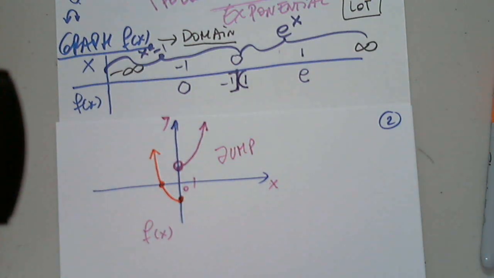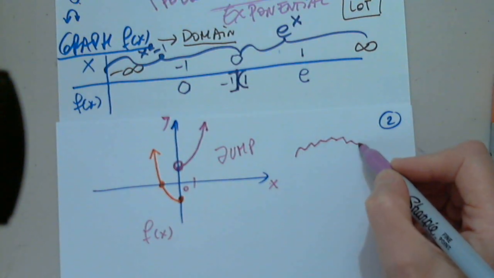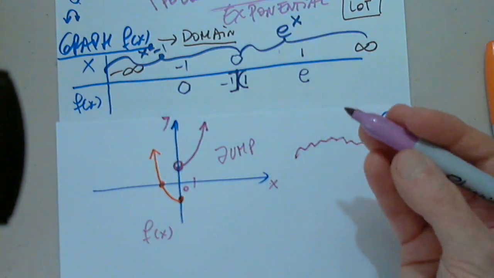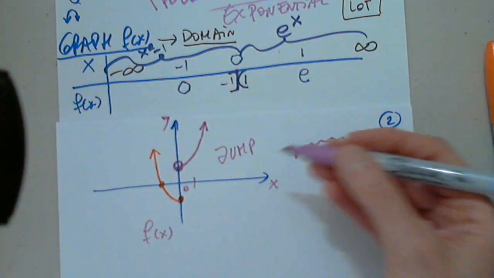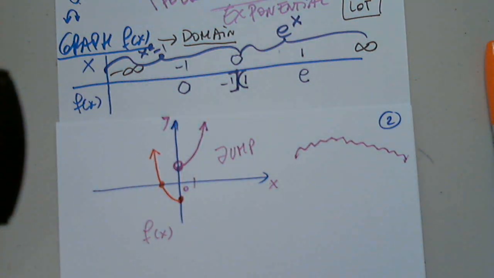Will this function be continuous? This is a continuous function. I graph the entire function without raising my marker off the paper. So is this a continuous function? No. This will have a jump. Can anyone identify the range of this function? Range. Negative 1 to infinity. Yes.